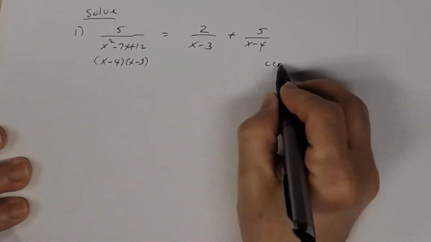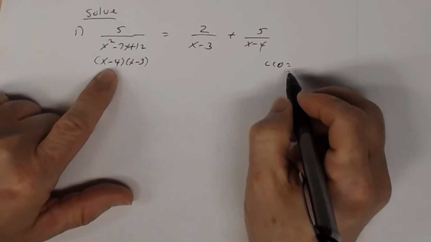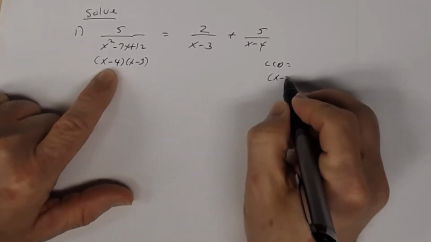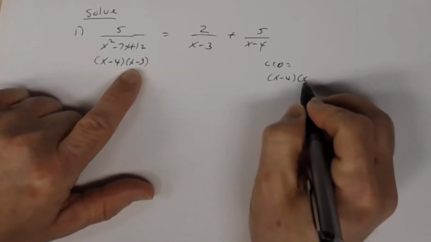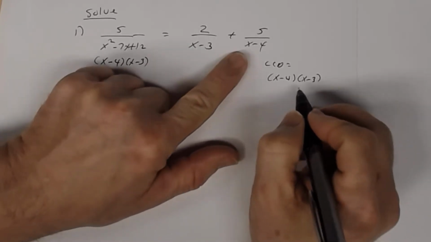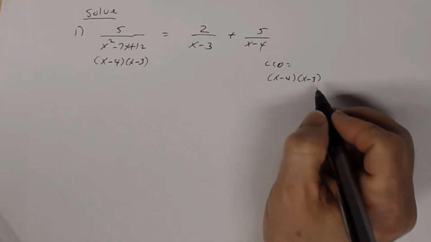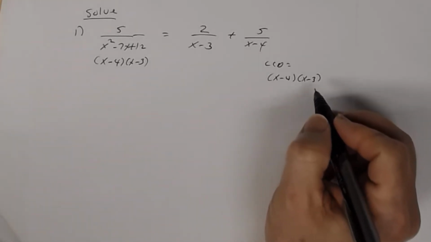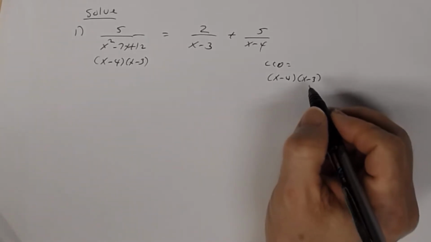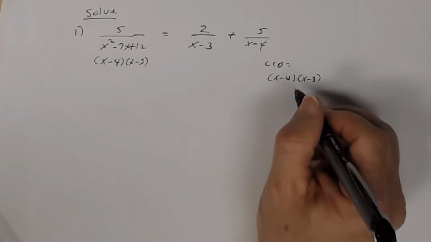So the least common denominator, remember, must include every distinct factor that you see. I see an x minus 4, that has to be in the LCD. I see an x minus 3, it has to be part of the LCD. X minus 3, I already have it. X minus 4, I already have it. Don't include it again because it's no longer a least common denominator. It becomes a common denominator, and then it would make the process of solving this equation more complex. So that's your least common denominator.